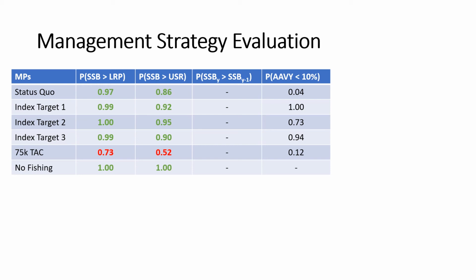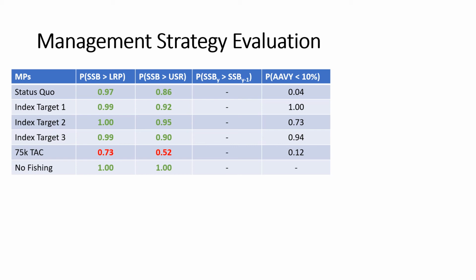The status quo MP very rarely meets this criterion, highlighting that the TAC is likely to be variable if this MP was adopted. The 3 index target MPs had a maximum change in TAC coded into them, and use a smoother to remove some of the variability in the acoustic index. Consequently, these MPs have a higher probability that the TAC varies less than 10% between years.